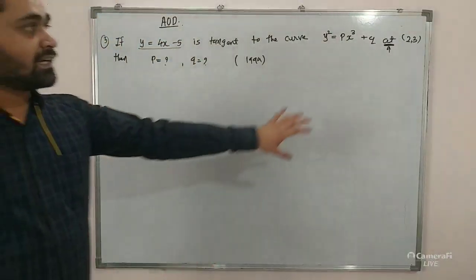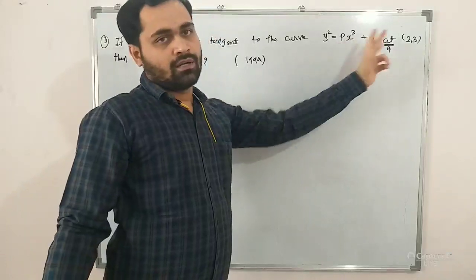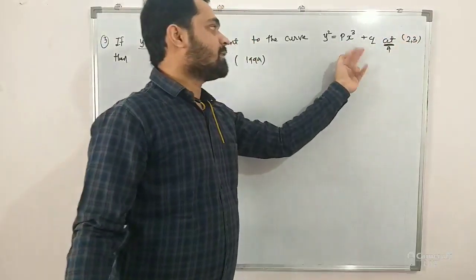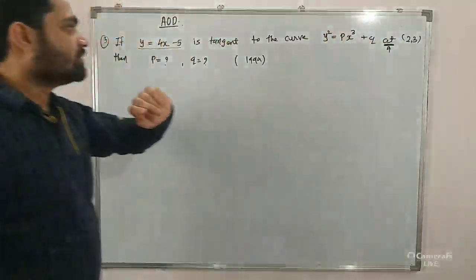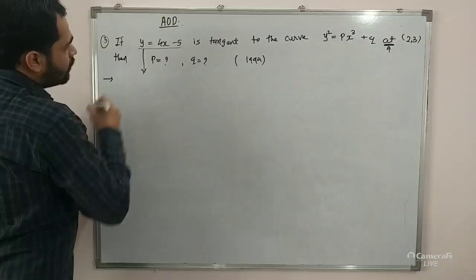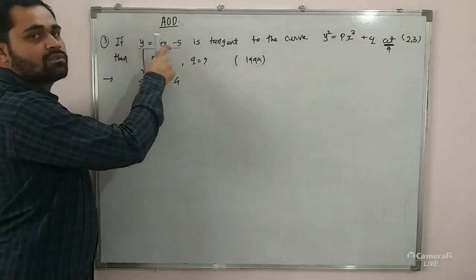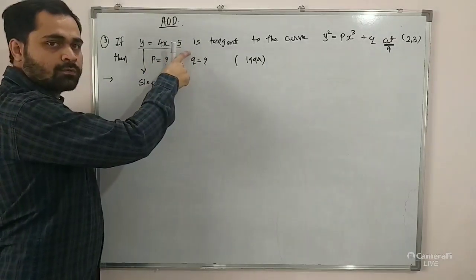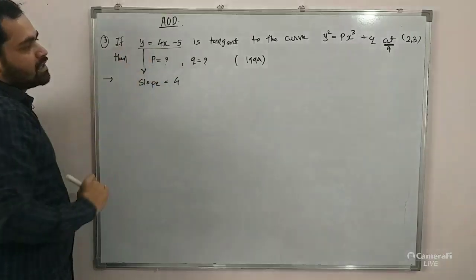The meaning of "at" is what? At this point, it means this point is lying on this curve. So this point is satisfying this equation, right? So first of all, we are going to find the slope of the line. Comparing this equation with y equals mx plus c, m is the slope of the line, so m is equal to 4. So the slope of this line is 4.